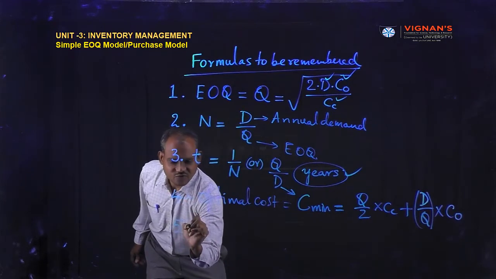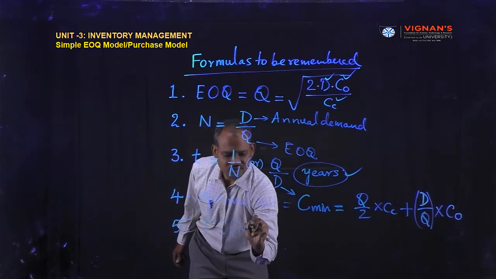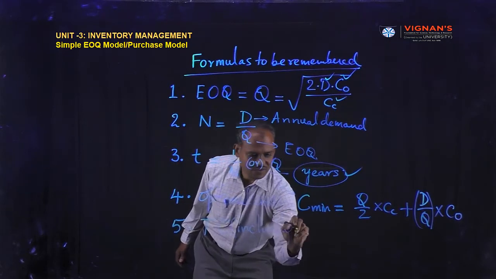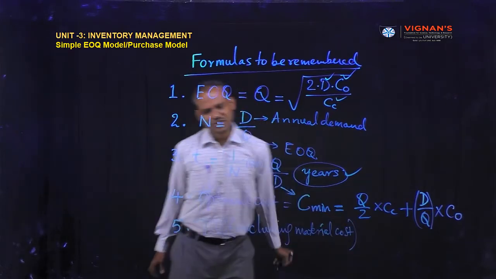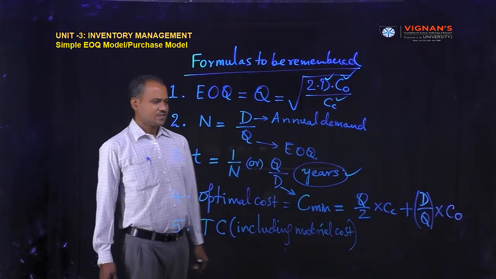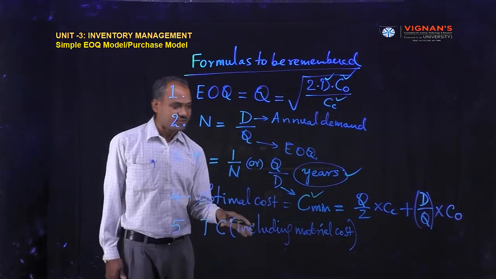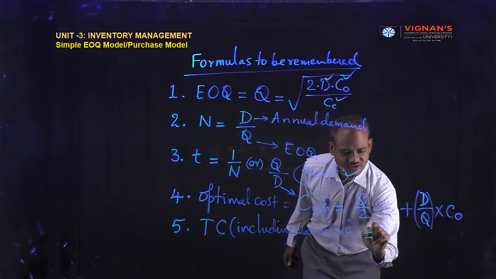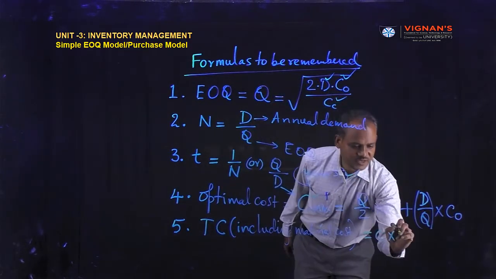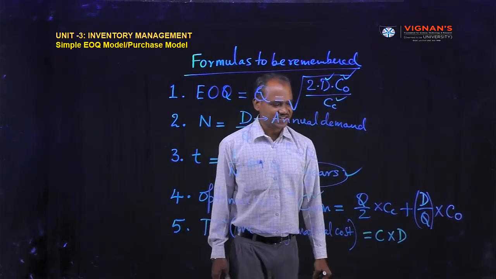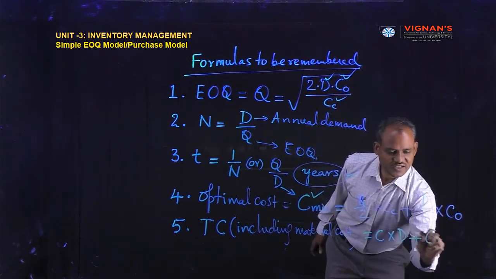Next, fifth formula, total cost, TC, including material cost. What is the difference between C minimum and TC minimum? C minimum is only on inventory. TC means total cost. It includes total material cost also. So therefore we have to add the total material cost. How can we represent it with the help of symbols? C is the cost per unit, D is the annual demand. C into D is nothing but the total material cost, plus this optimum cost, that means C minimum.